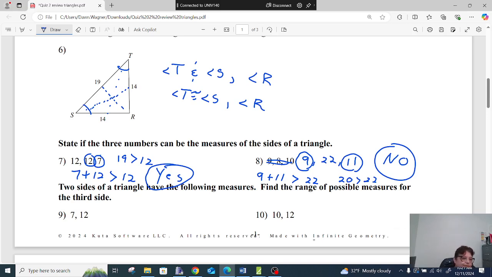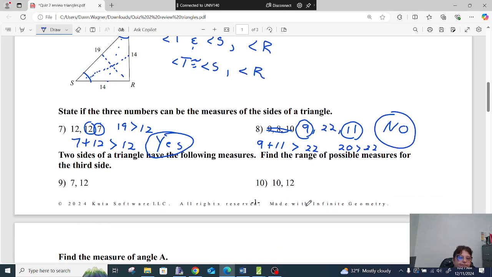Right? Okay. Then we can get a range. What I find is when people get this wrong, they don't write the range correctly. Remember to put an X, and you're going to use two less than signs. The smallest one goes here, the largest one goes here. So here you just take 12 minus 7, because you can't get a negative side length. So what's 12 minus 7? 5. And what's 12 plus 7? 19. So for the third side, it has to be in between 5 and 19.